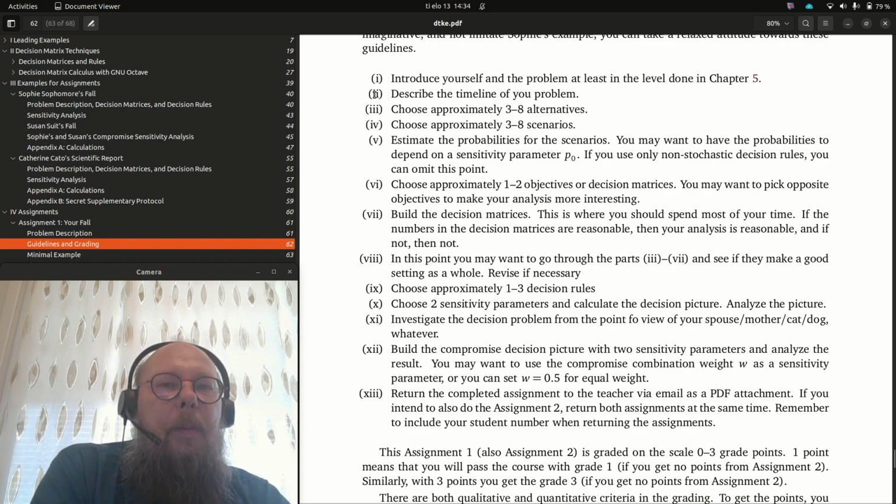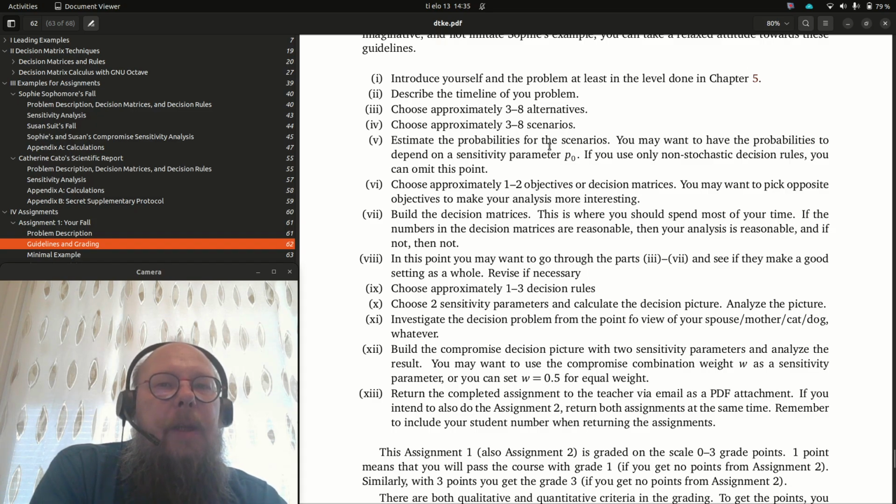Then number 2, you should describe the timeline of your problem. So usually this will be the next fall, but you can take, for example, the net worth. So that would be net worth after 3 years or something like that. So please be careful about the timeline. Then point 3, choose approximately 3 to 8 alternatives. Then choose approximately 3 to 8 scenarios.